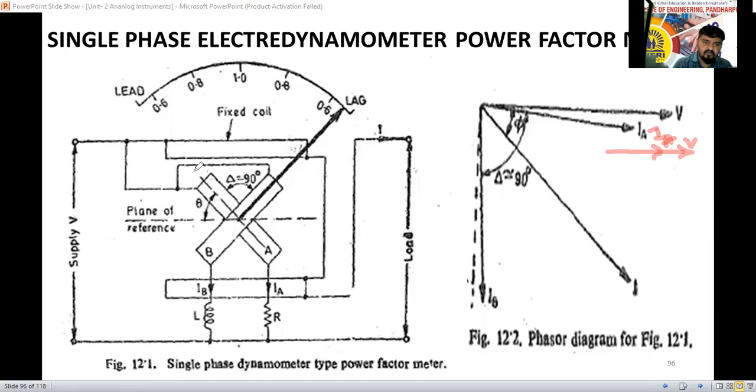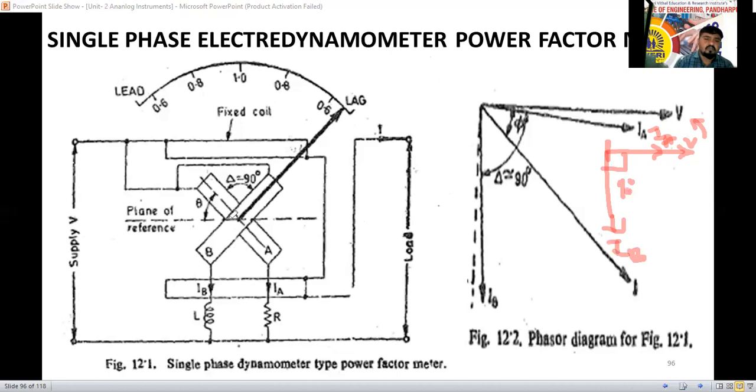Next, the same current will flow through the other coil, coil B, which is connected to the inductive load. For the inductive load, Ib lags the voltage by 90 degrees. Lags means, considering the anti-clockwise direction, it goes downside; leads means it is upside. So for lagging, we draw a straight line at 90 degrees, and that is called Ib. The angle between these two is 90 degrees.